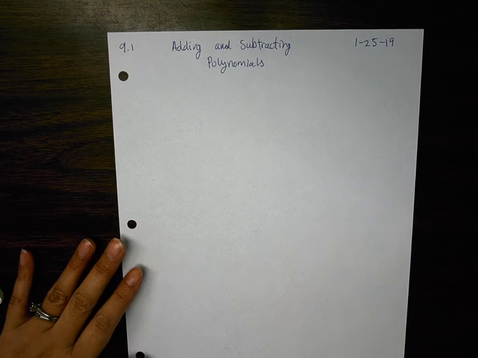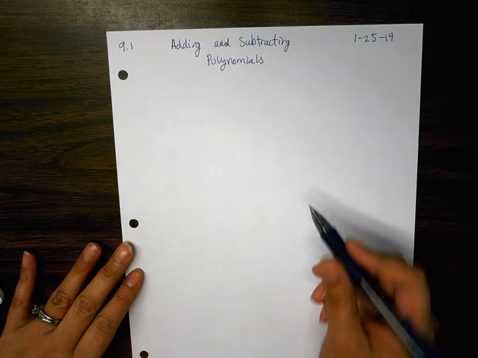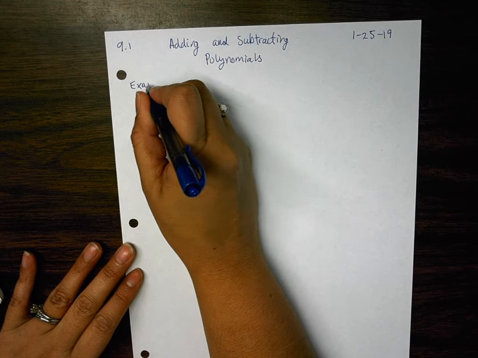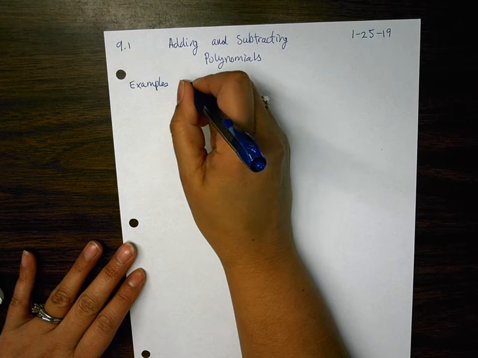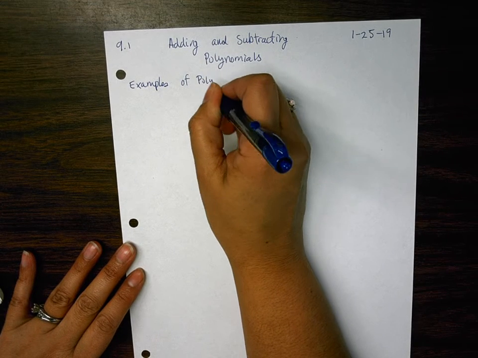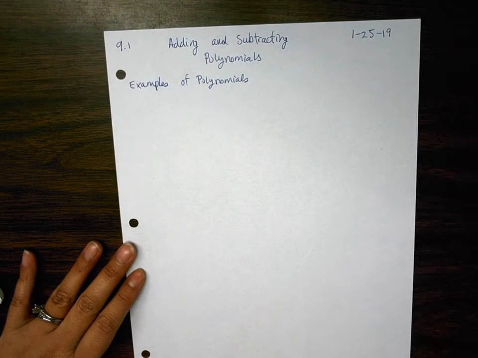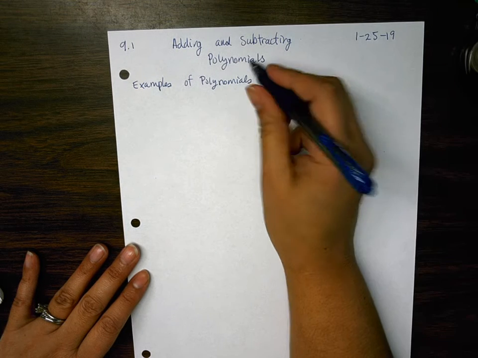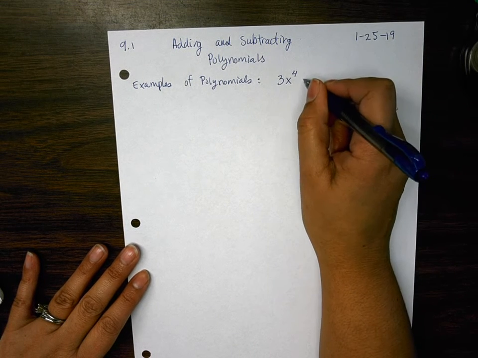This is Math 2, Unit 9, Lesson 1, adding and subtracting polynomials. A big chunk of this, well, I shouldn't say big, the last part of this is review. Examples of polynomials. This first part is review as well. You did this back in, say, middle school.